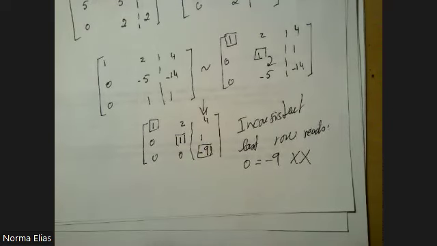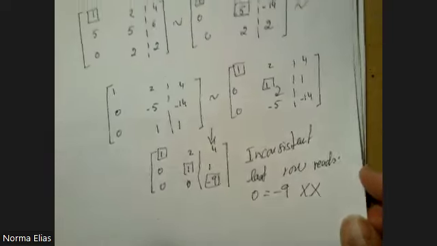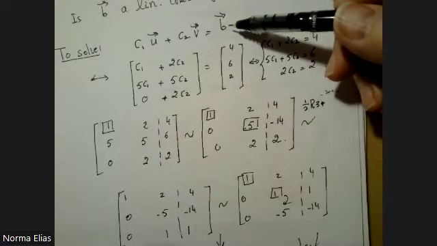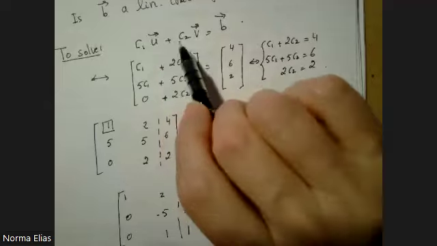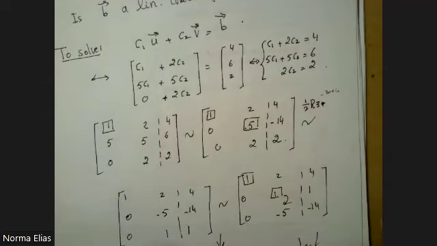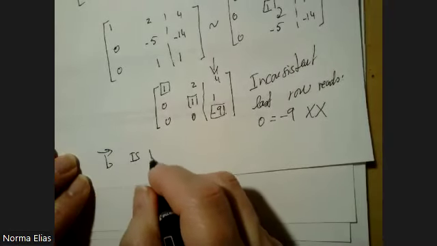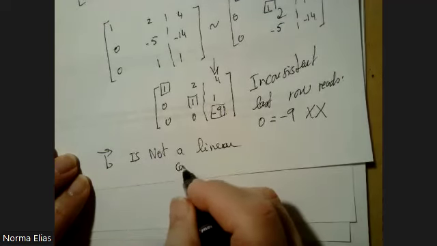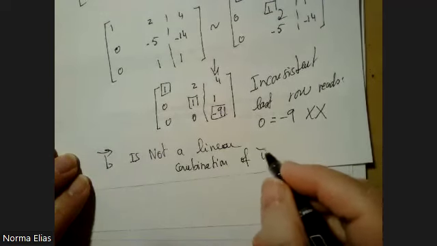Okay. So what does this mean in terms of our problem? We tried to find C1 and C2, and we reached an inconsistency. What does this mean for my original problem? It means there is no way I can write B as a combination of U and V. There is no way I can stretch U a little bit, stretch V a little bit, combine them, and get the vector B. So it means that B is not a linear combination of U and V.